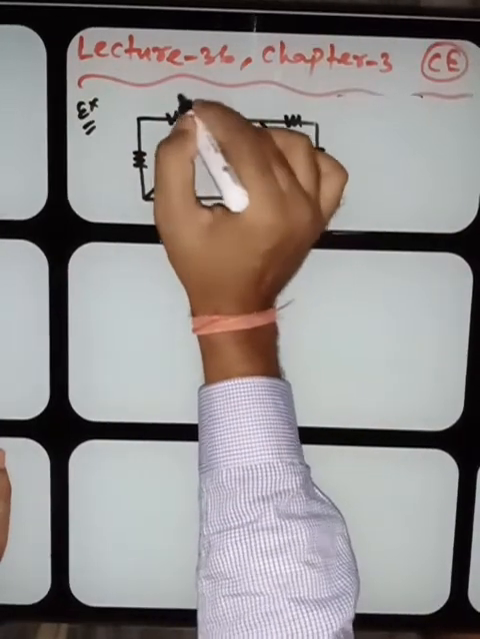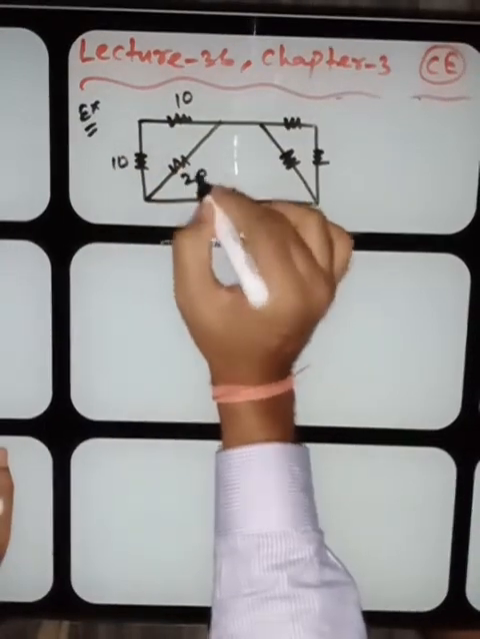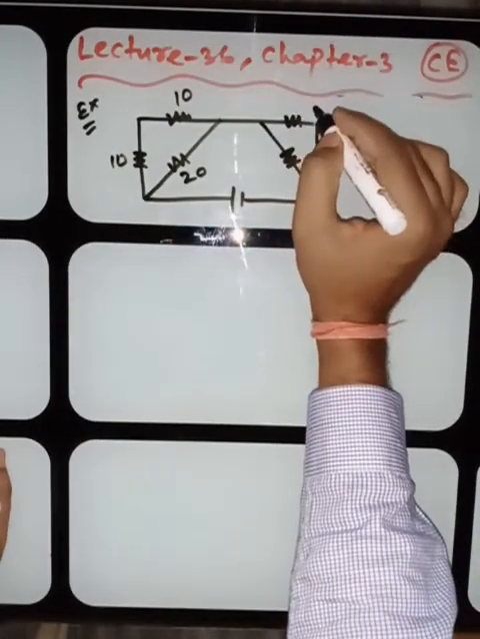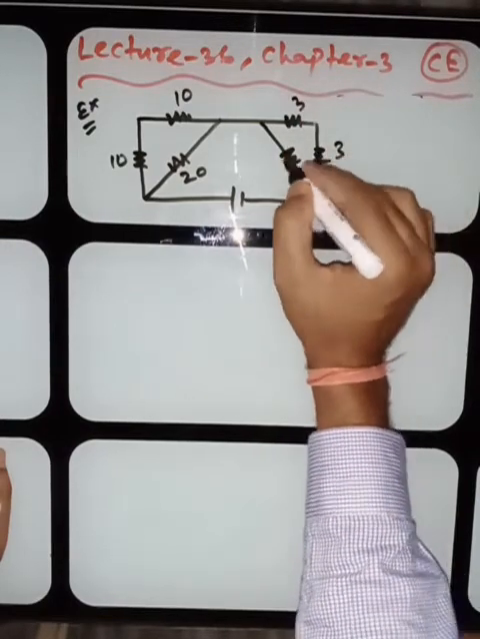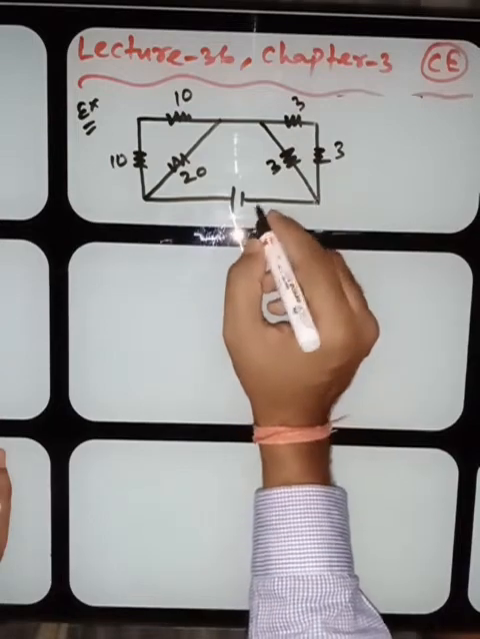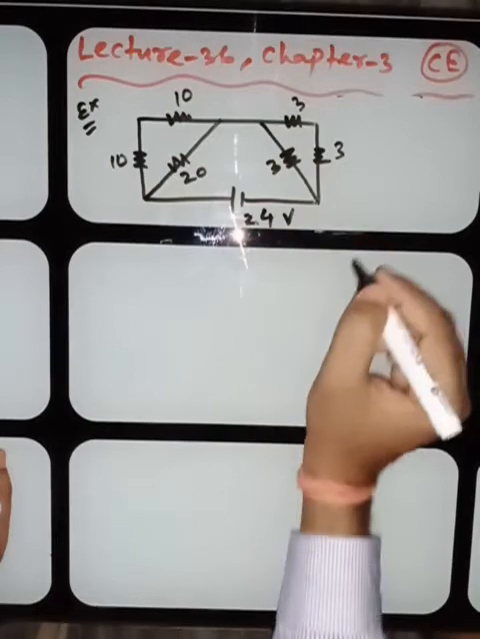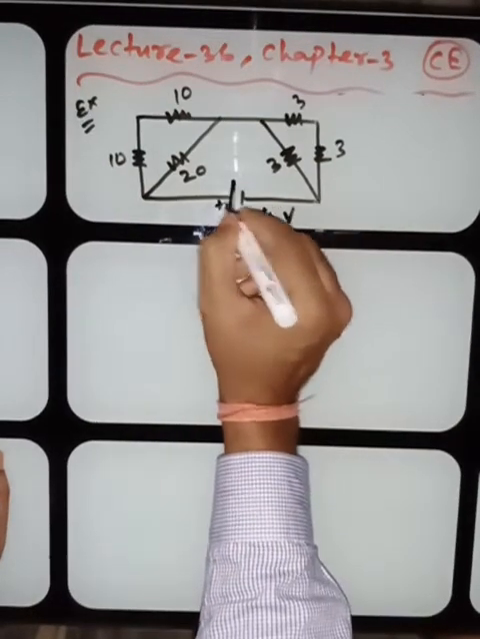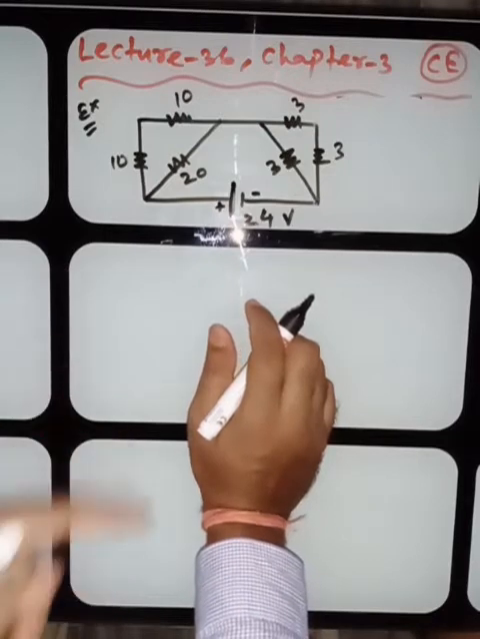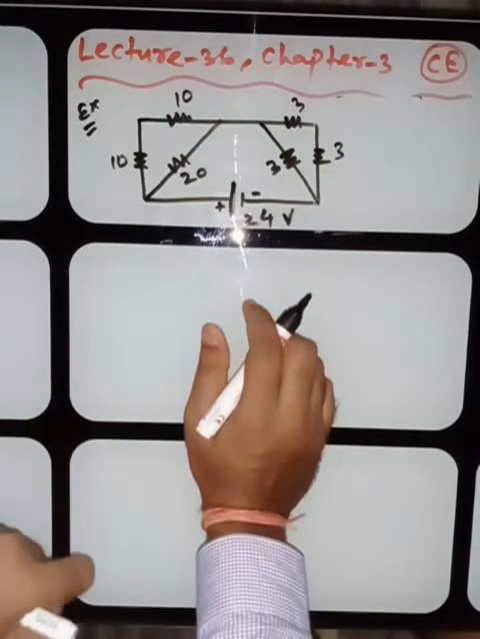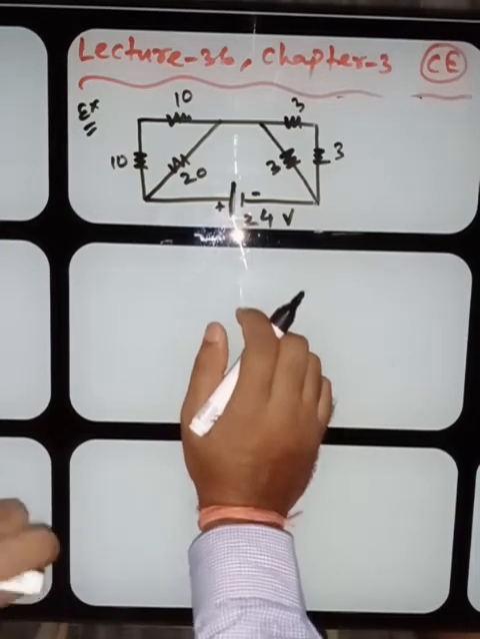Suppose here 10, 20, suppose it is 3, 6, 3, and 24 volt. This is the battery, plus and minus. After a few classes, students, we will connect a capacitor also. In DC circuits, we will study R and C, that is the resistor and capacitor.